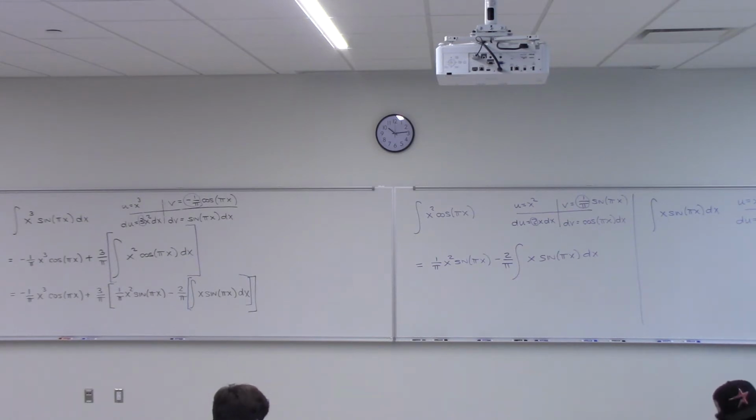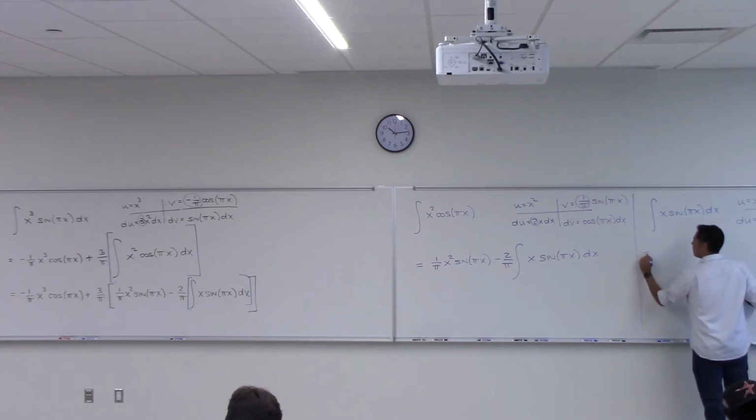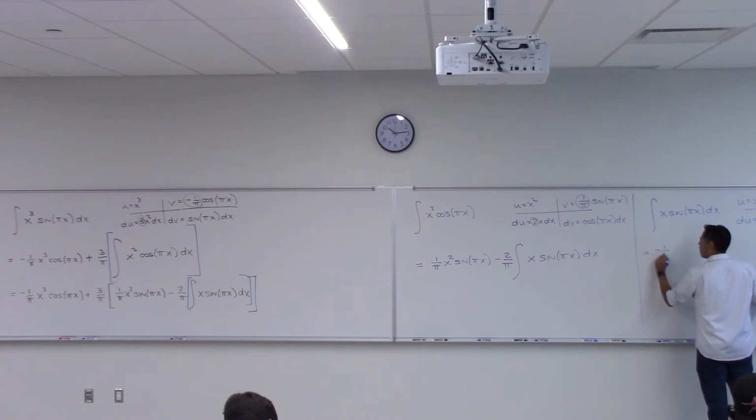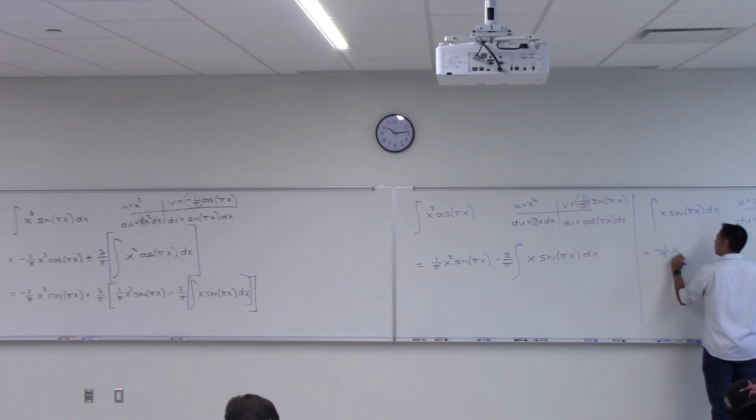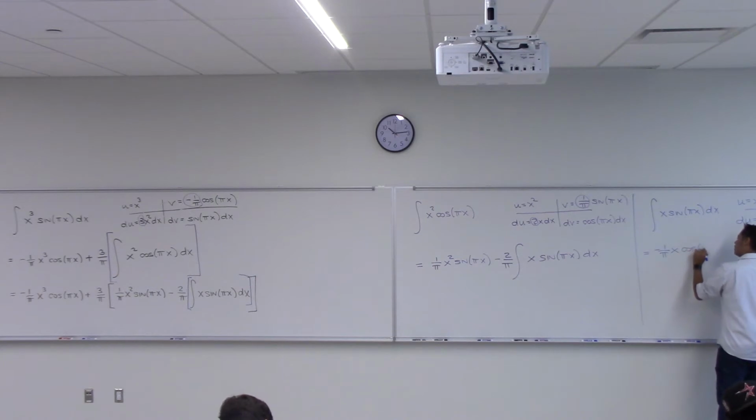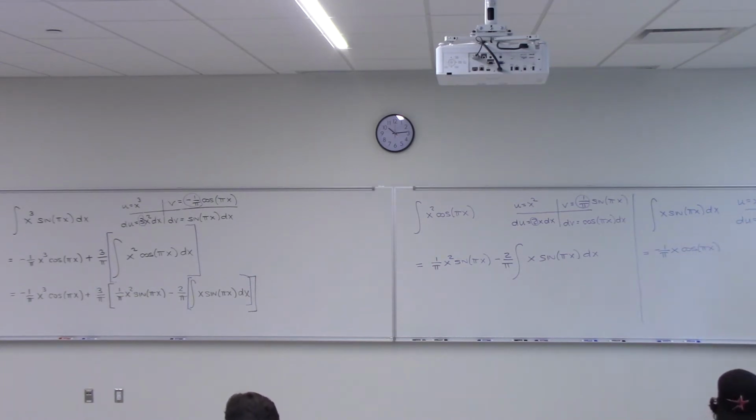Antiderivative here, we've done this a few times. Negative 1 over pi cosine pi x. Ultraviolet minus voodoo. Ultraviolet, negative 1 over pi x cosine pi x. That's those two multiplied, right? Minus a space, new integral.